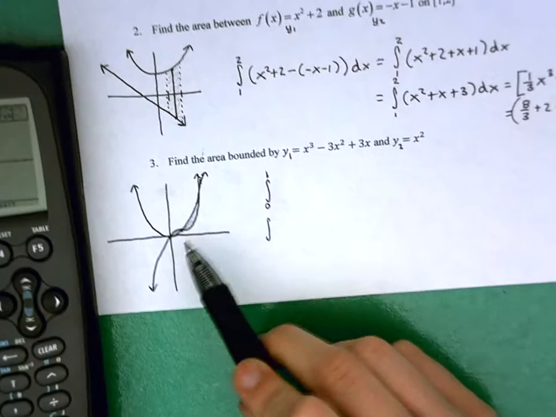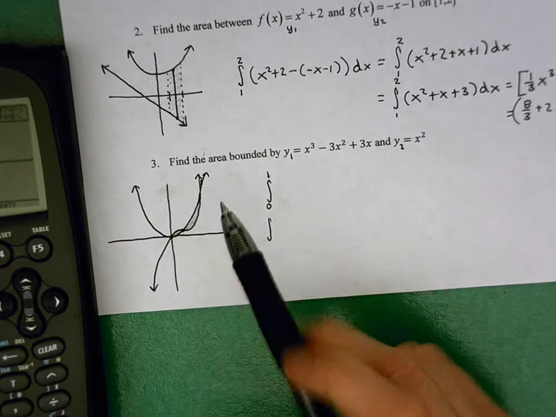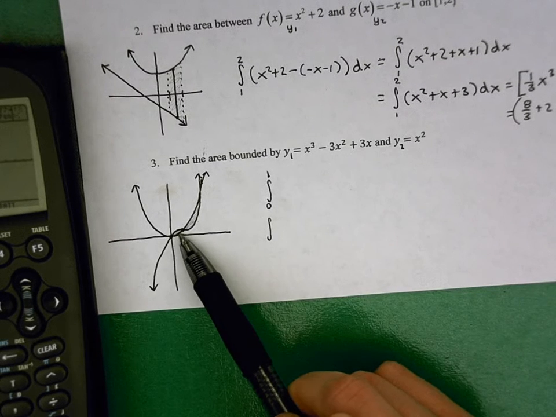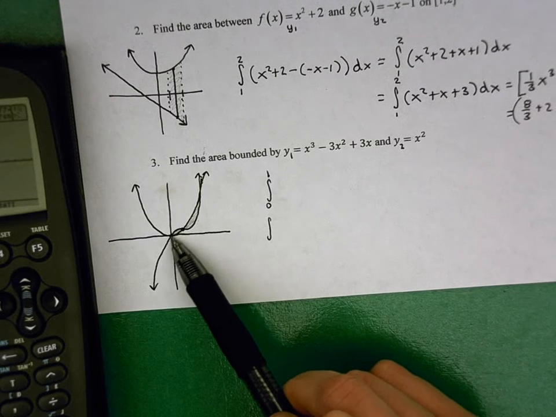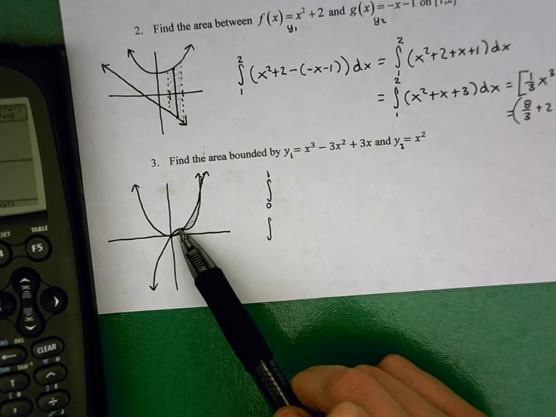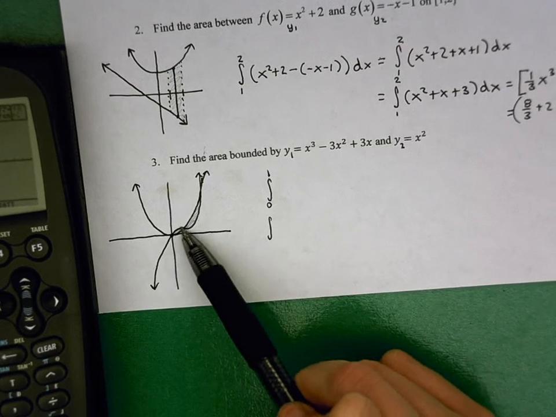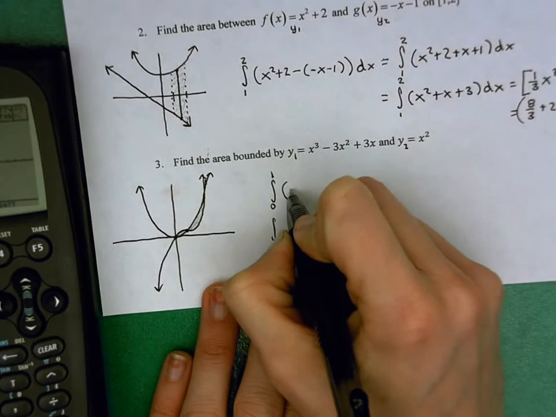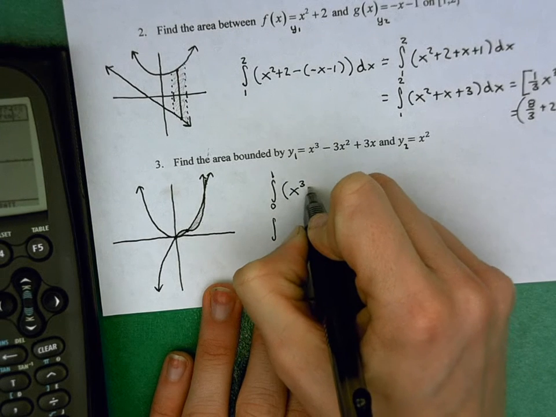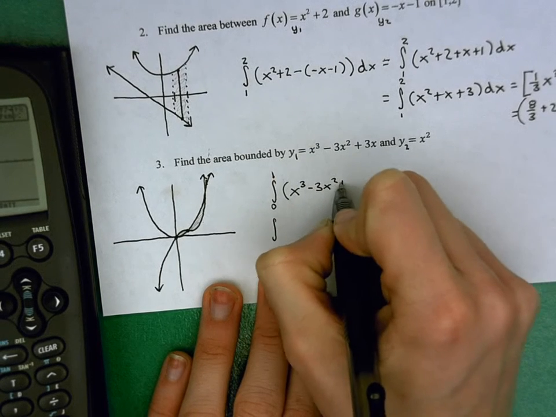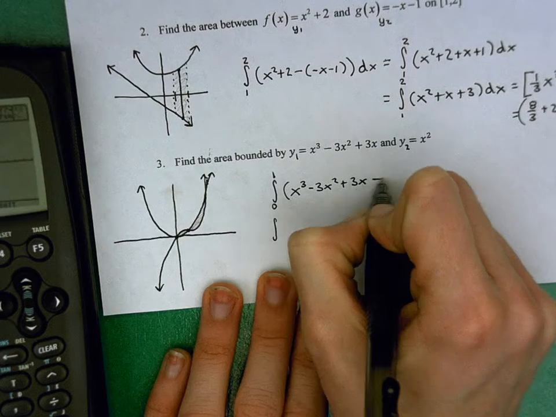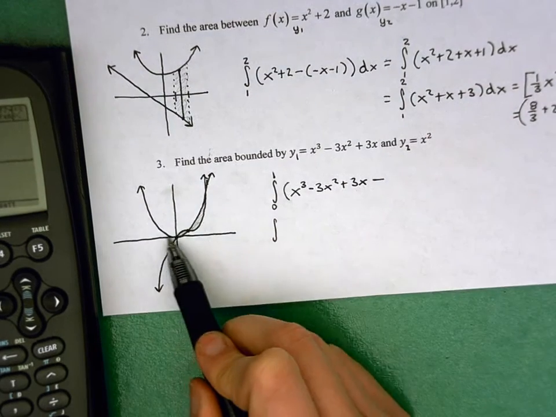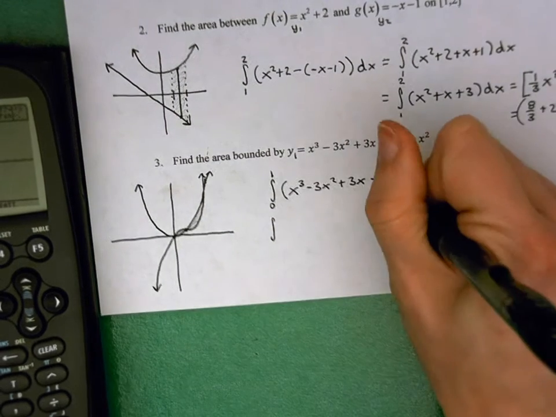Okay, now for that particular region, we need to look at what's our upper graph and our lower graph. What's this top curve? Which function makes that? And in this particular case, that top curve is made by our cubic function. And so my upper is x cubed minus 3x squared plus 3x, minus my lower, and my lower in this case is that quadratic, x squared.